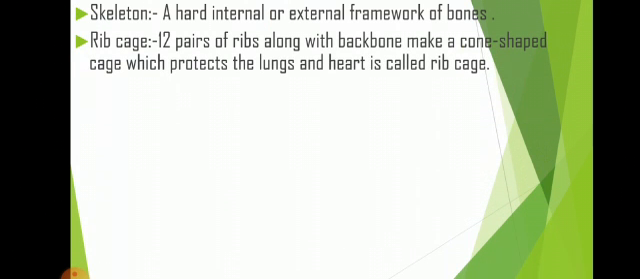Ribcage. There are 12 pairs of ribs along with the backbone, and it is made up of a cone-shaped cage which protects our lungs and our heart, and it is called the ribcage. You can feel the ribcage when you touch it. If you touch your chest, you can feel the bones of your ribcage.